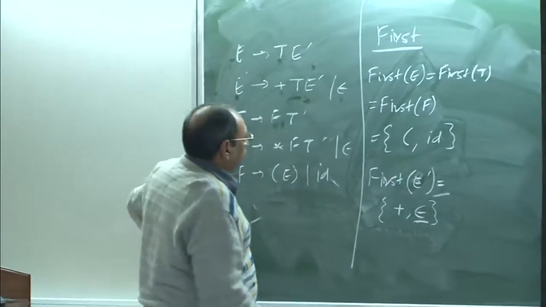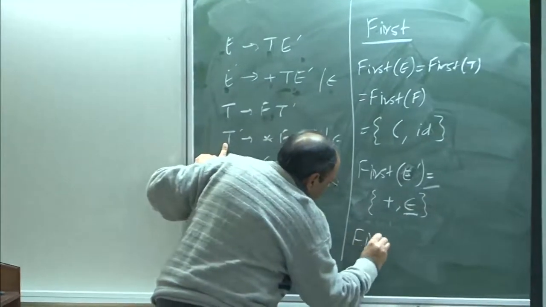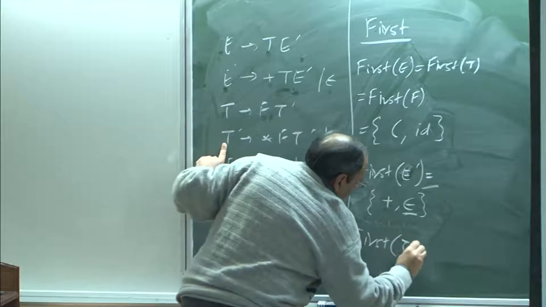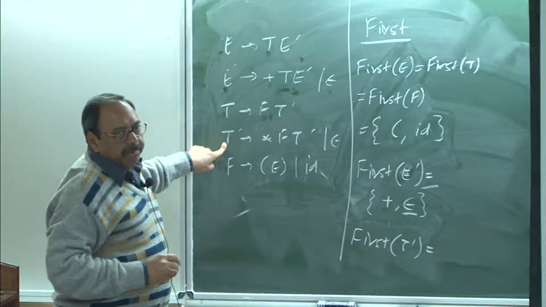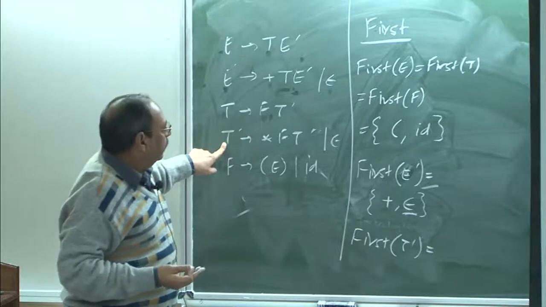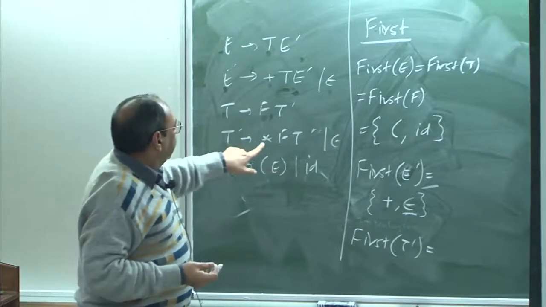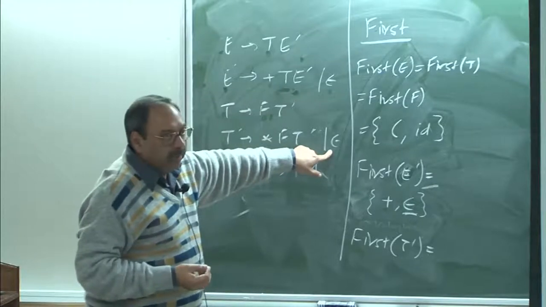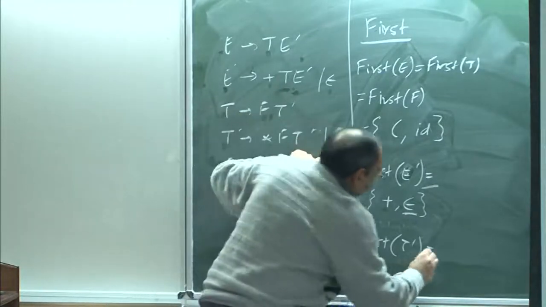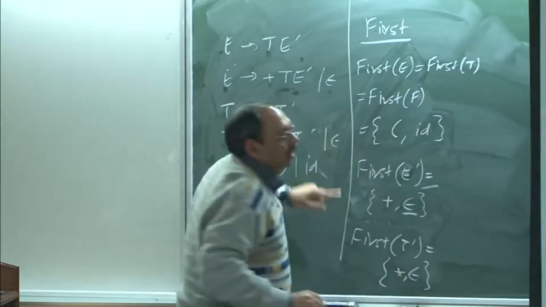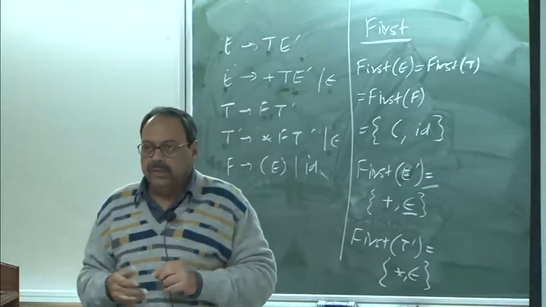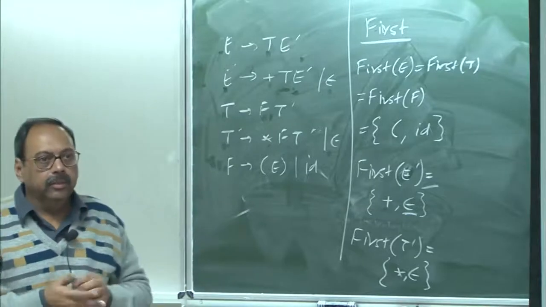And if I now look at first of T prime, what is first of T prime? Star and epsilon, right? I have only two productions, T prime going to star F T prime and T prime going to epsilon. So this is what my first sets are for all the non-terminals in the language.